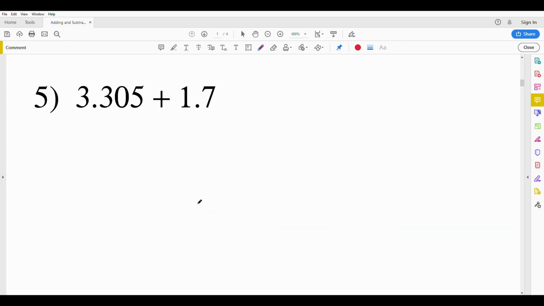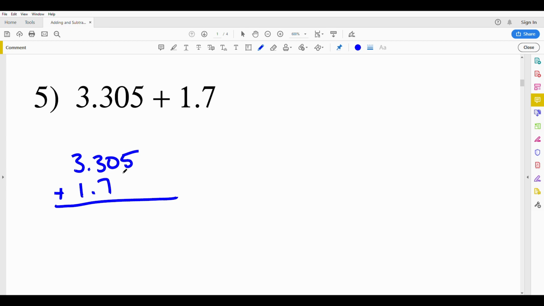In number 5, I have 3.305 plus 1.7. Both are positive, and I'm adding, so I'm going to go further into the positives. So a greater distance from 0, so I'm going to just add these quantities together and keep them as positive. So 3.305 plus 1.7. I like to write it vertically to line my decimals up.